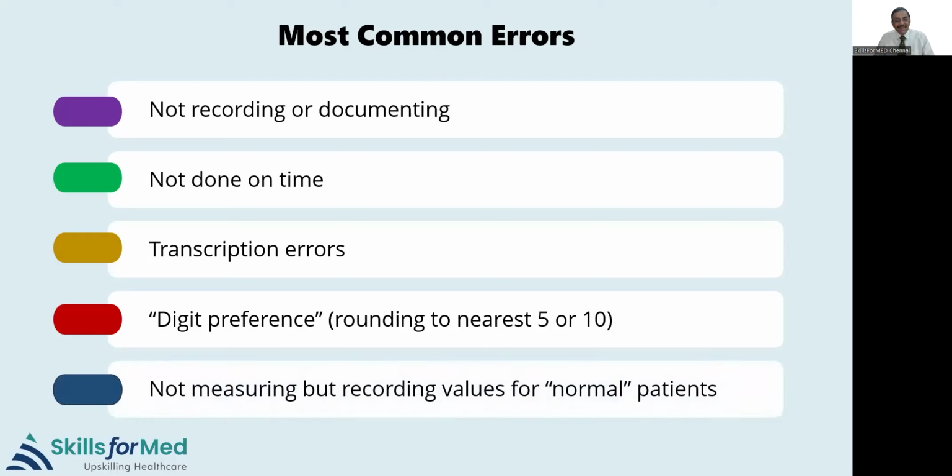And the last one is something which we don't want to talk about, which is not measuring but recording values for normal patients. So I'm not using any strong words like false or lies and things like that, but I'm just telling very nicely, not measuring but recording values for normal patients. We don't actually do it for patients who are sick, but normal patients, we know, okay, the vitals are normal. Let's just write down the normal values.